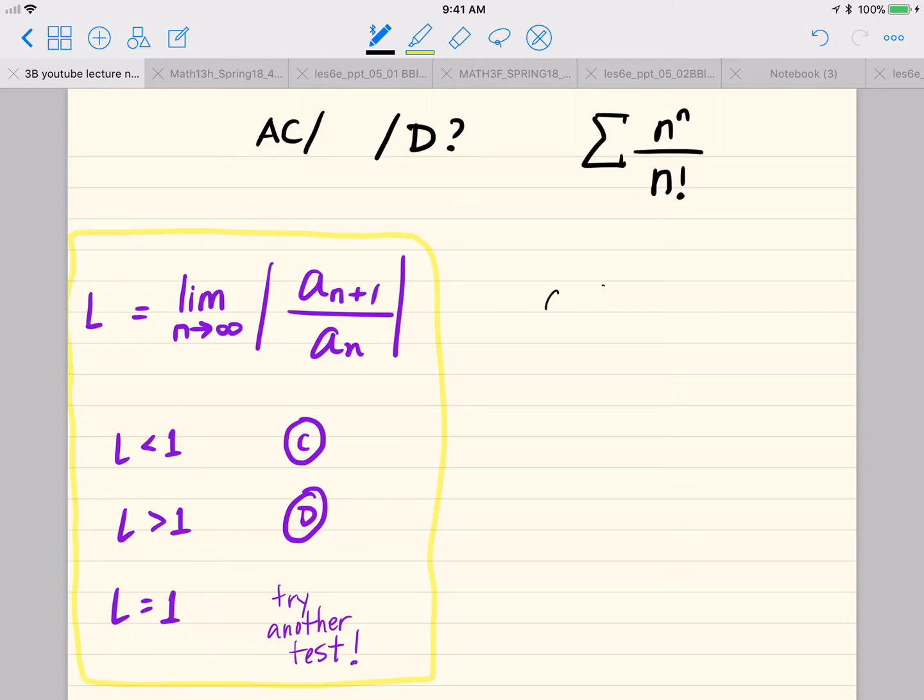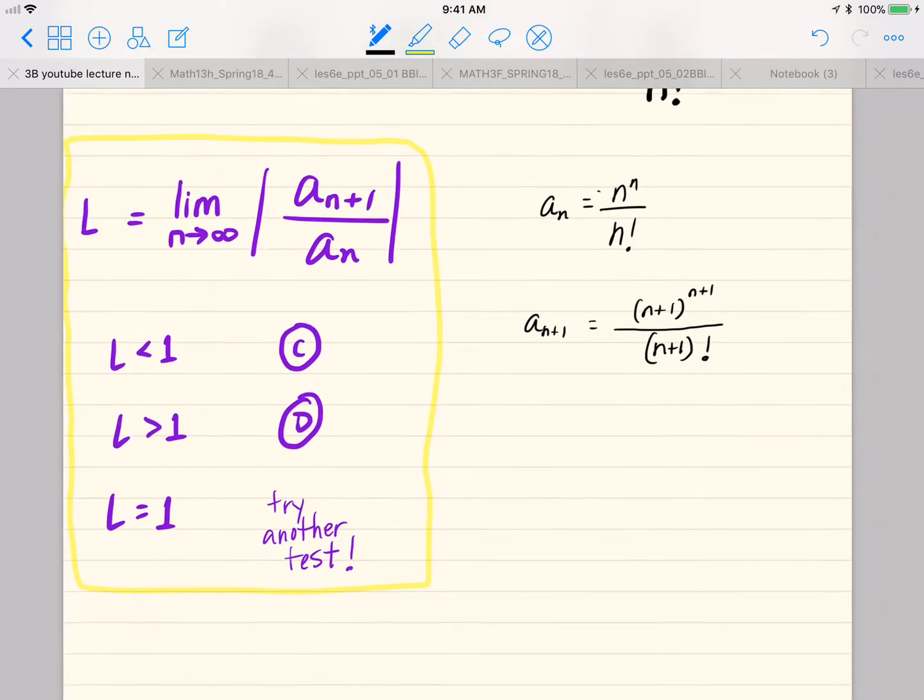What is a sub n? A sub n is going to be n to the n divided by n factorial. Once I know a sub n, I need to figure out a sub n plus 1. All I do is replace n with n plus 1 everywhere I see an n. How this can be tricky is if you don't replace every n that you see with an n plus 1. Okay, so I've got a sub n and a sub n plus 1.